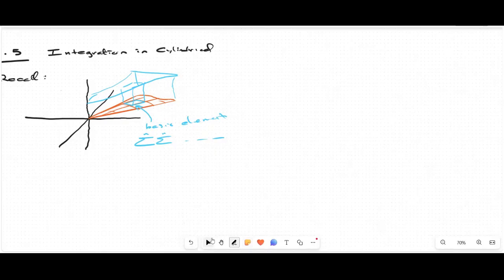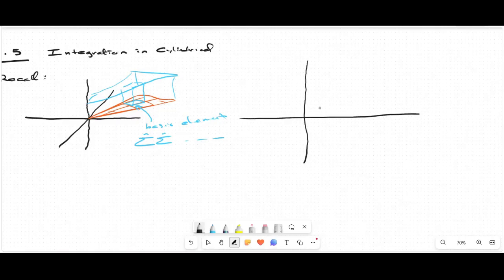So cylindrical coordinates is a kind of 3D integral. So the region we're integrating over now itself has this kind of cylindrical symmetry to it. So maybe it's like this kind of thing. Maybe we have a shape like this. Let's go a little farther. Something like that. A little cylindrical sector.